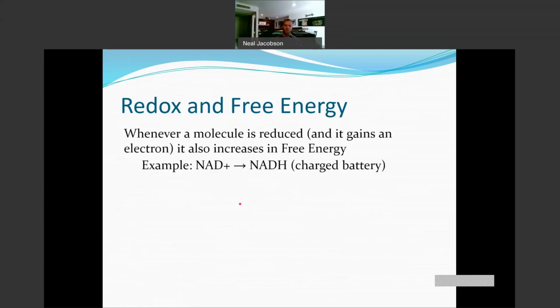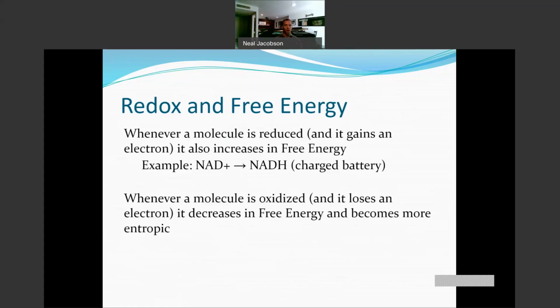So an example of this would be if we take our nicotinamide adenine dinucleotide and we charge it up, right? We attach that hydrogen with a very energetic electron to it, then that molecule is becoming reduced. That would also mean that another molecule is becoming oxidized. So if we're reducing NAD+, we are also oxidizing something else, okay?